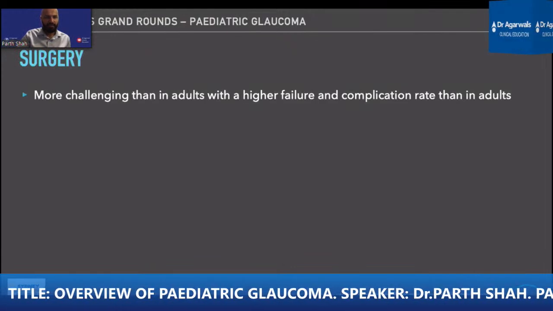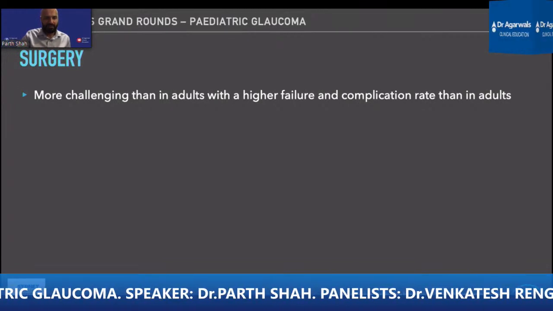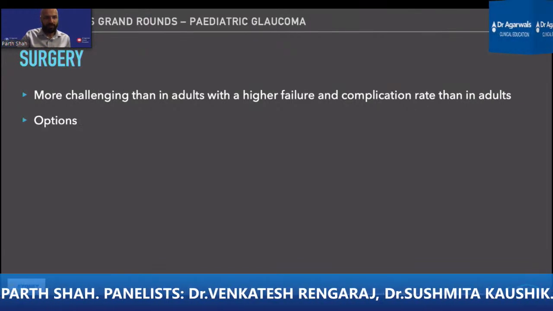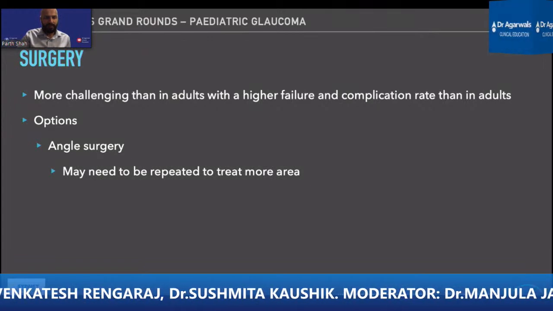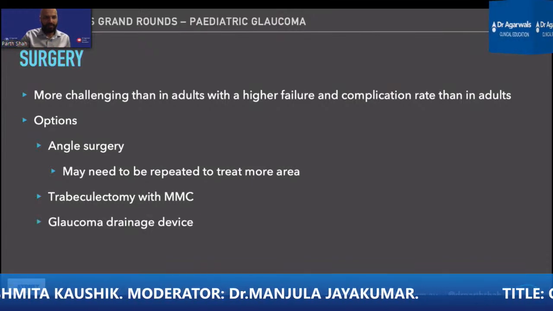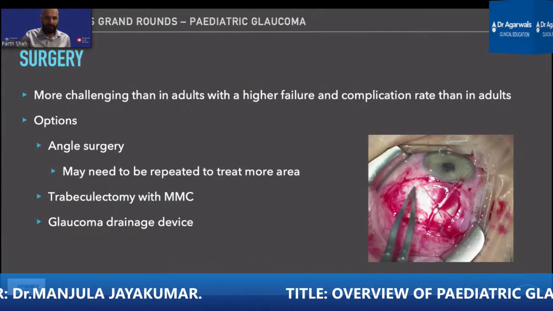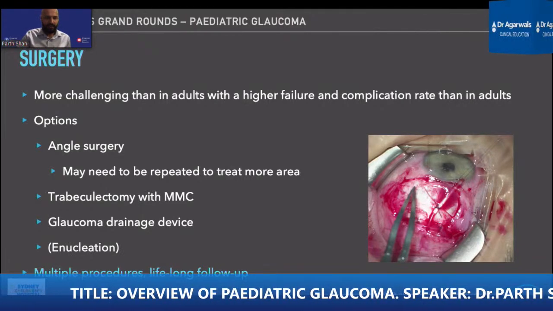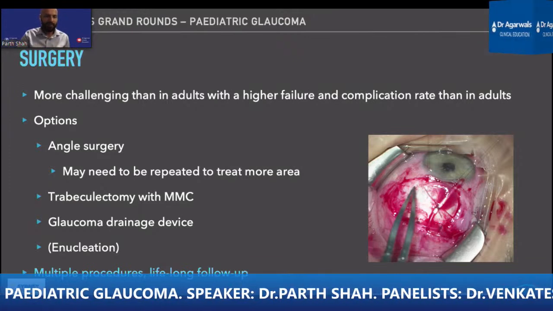So in terms of surgery, surgery in pediatric glaucoma is very challenging, especially compared to adults. There's a higher failure and complication rate just owing to the abnormal structure that we encounter. The options that we have up our sleeve are angle surgery, which often needs to be repeated more than once, trabeculectomy with an antimetabolite such as mitomycin, insertion of a glaucoma drainage device, and there are several different tube shunt options available. And finally, enucleation as a last resort in children who have either unsightly eyes or a very painful, photophobic eye.